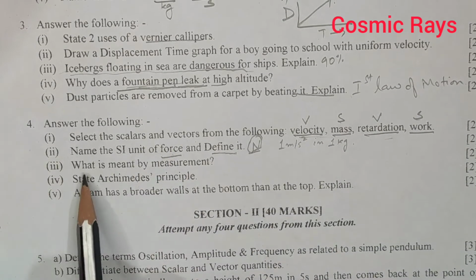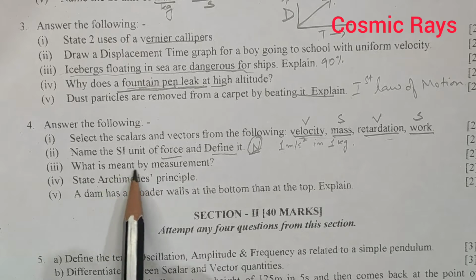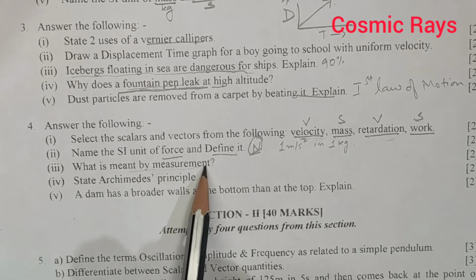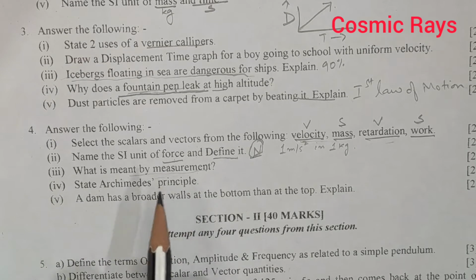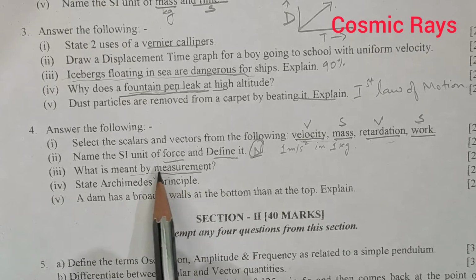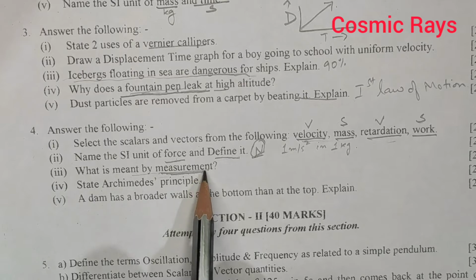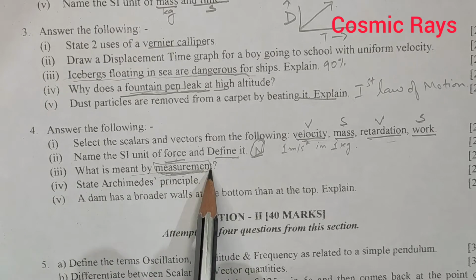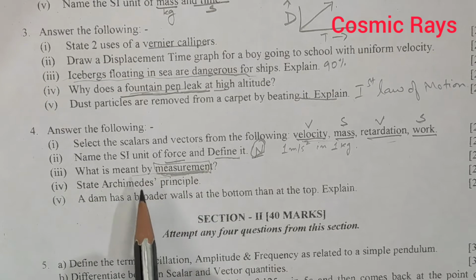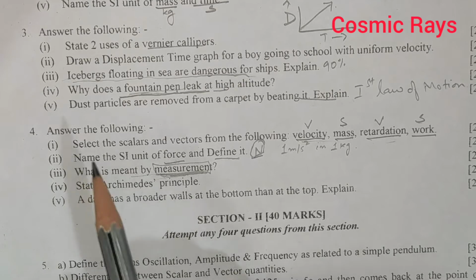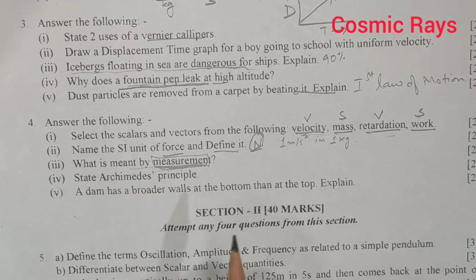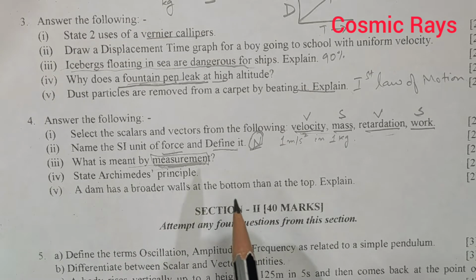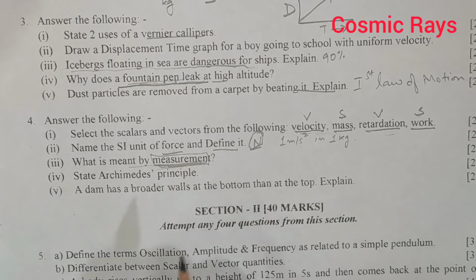Now the next question is, what is meant by measurement? So measurement is basically the very first definition given in your textbook, the first red table or the first page of chapter 1. This basically means the comparison of a given quantity to the standard quantity of the same nature. That is known as measurement.